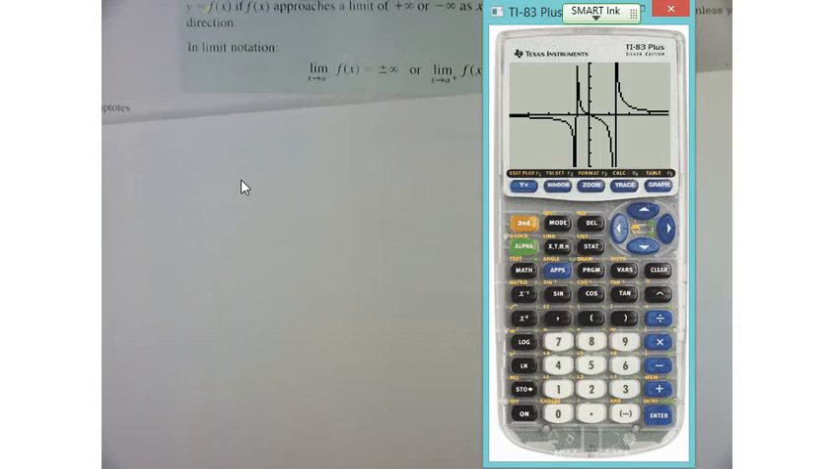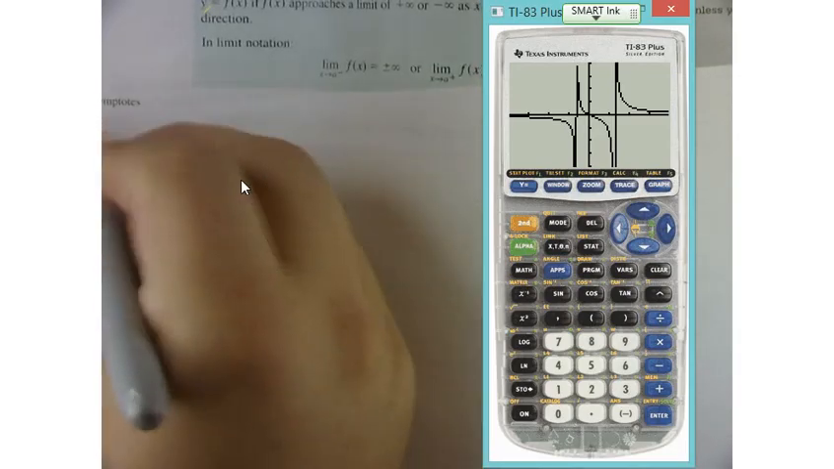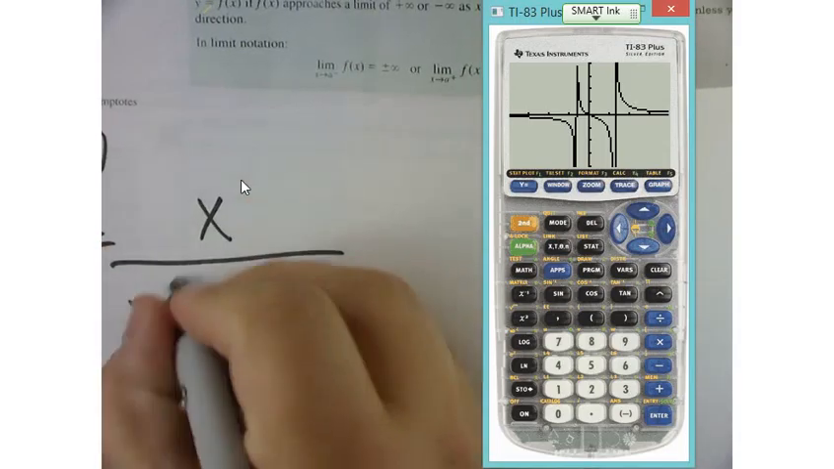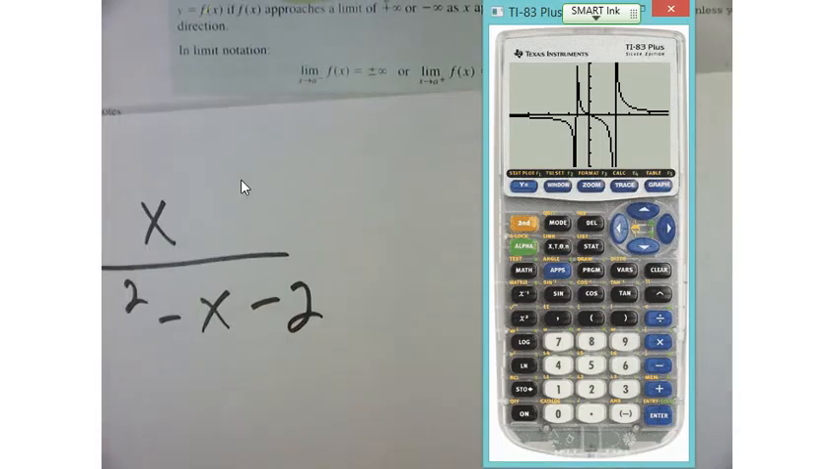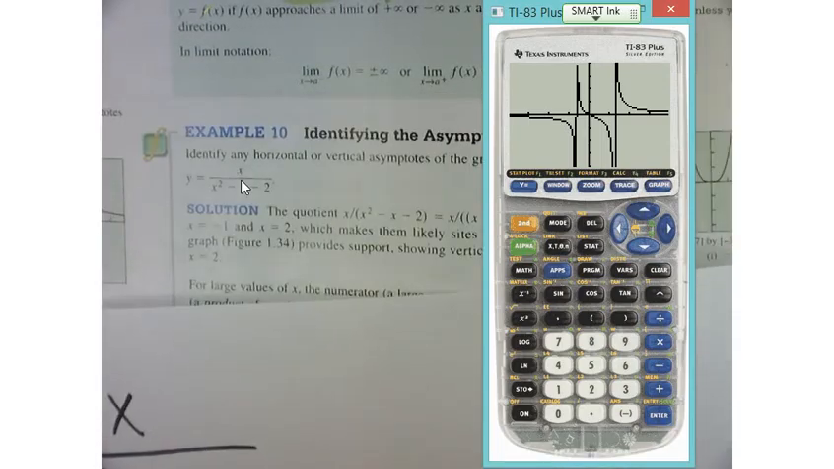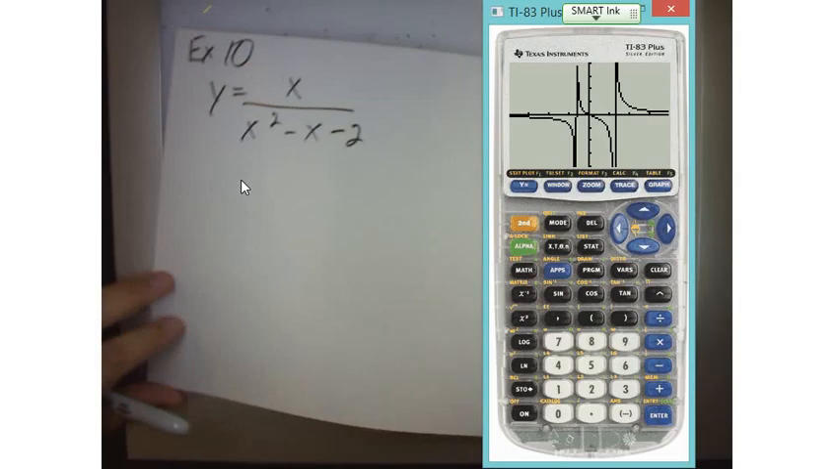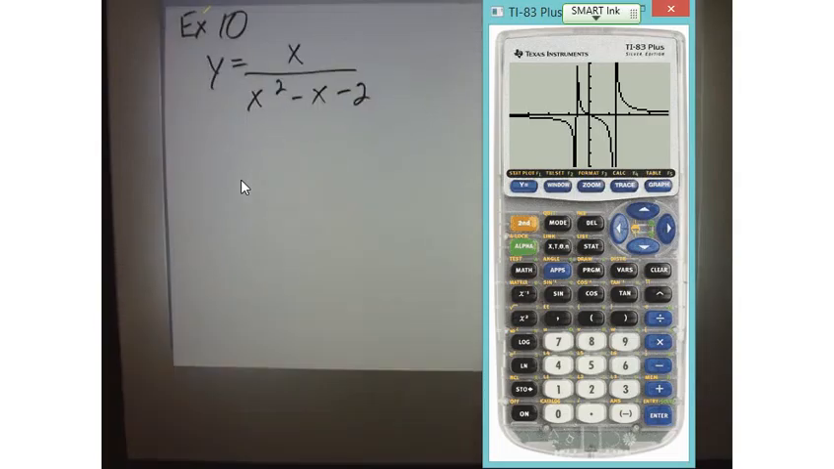So, let's write down the equation. The equation is, for example number 10, y is equal to x over x squared minus x minus 2, right? Is that what it was? Yeah. All right. Zoom out. And so now we're looking at the graph. Well, what do you want to do? Horizontal or vertical asymptotes first?